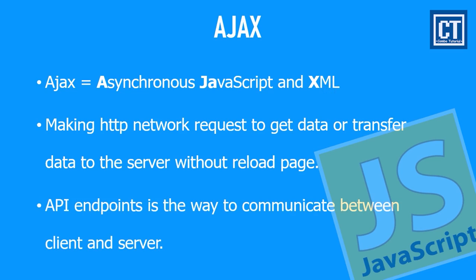Now we can make those network requests via the API endpoints, and these endpoints are just like a URL, and we can use those to get the data or submit the data to the server.